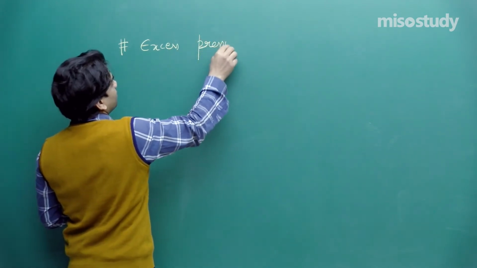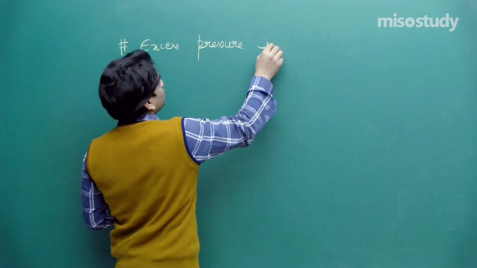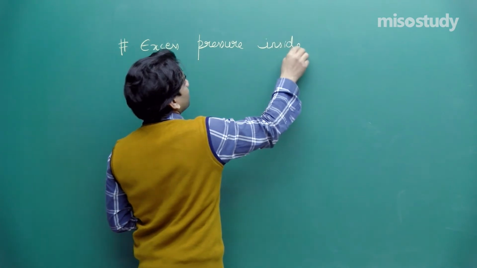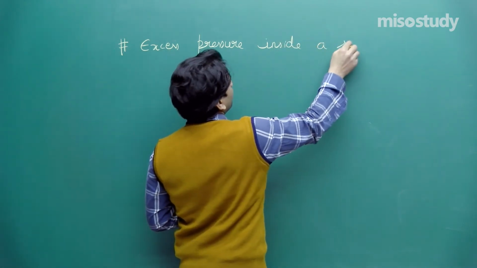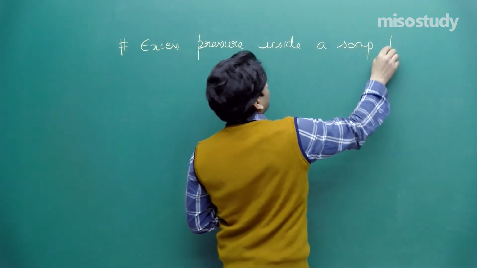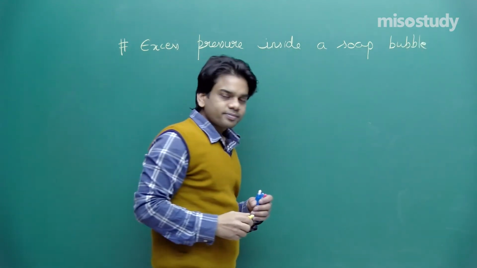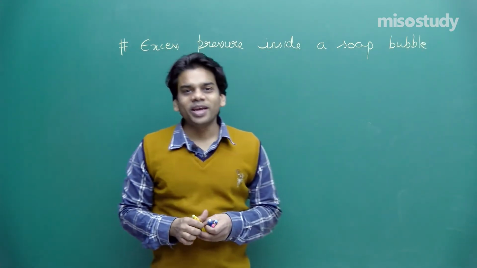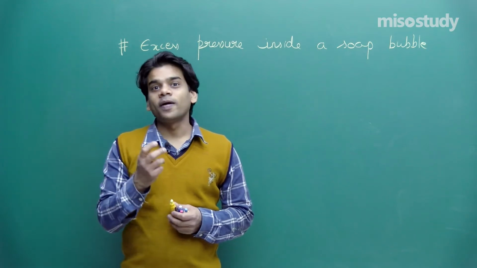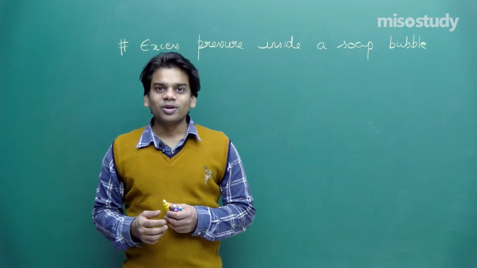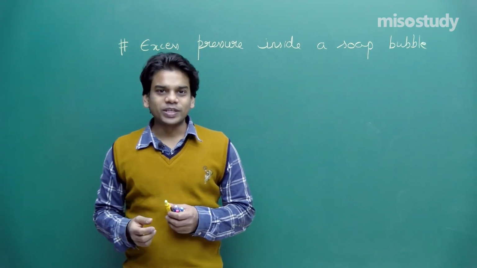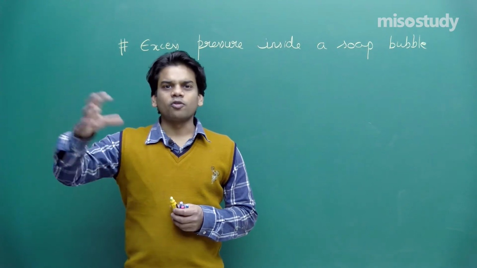Excess pressure inside a soap bubble, or inside any bubble you can take. I will take a soap bubble so that you may remember what kind of drop we are talking about. Now see, you would have made soap bubbles with the toy and played with it. You would have blown air through soap solution, and you will find that soap bubbles are formed.